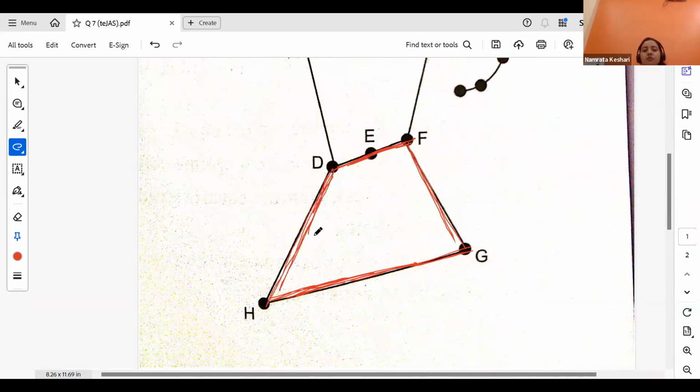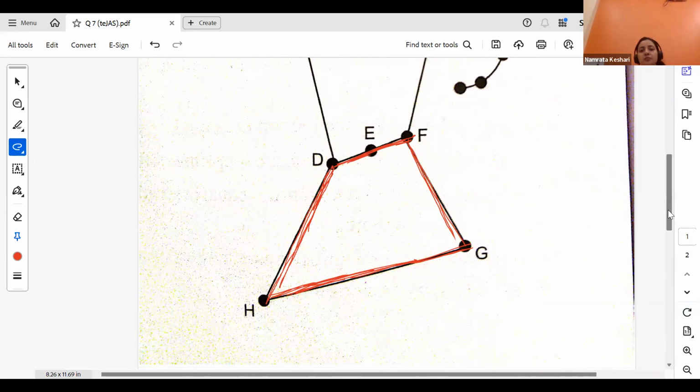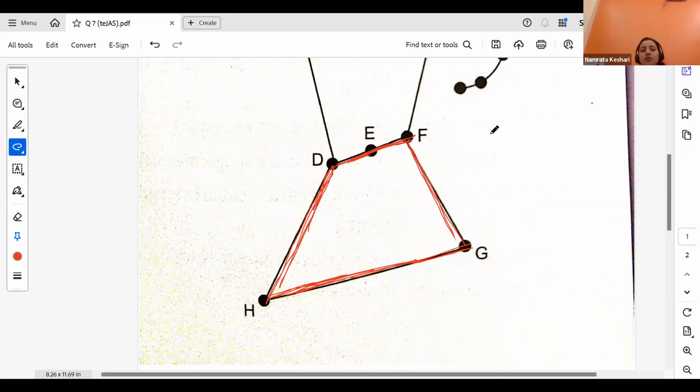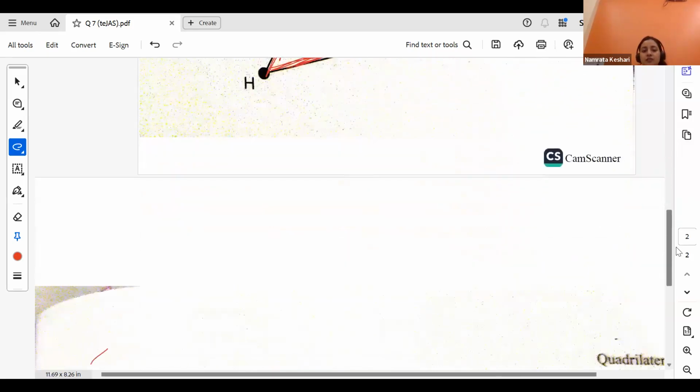Yes or no? Rest of the students, does it look like a trapezium? Can you see it looks like a trapezium? Here this DF and HG, it looks like a parallel line. Yes or no? Can you see? It is a trapezium, Tejas. Are you there, Tejas?